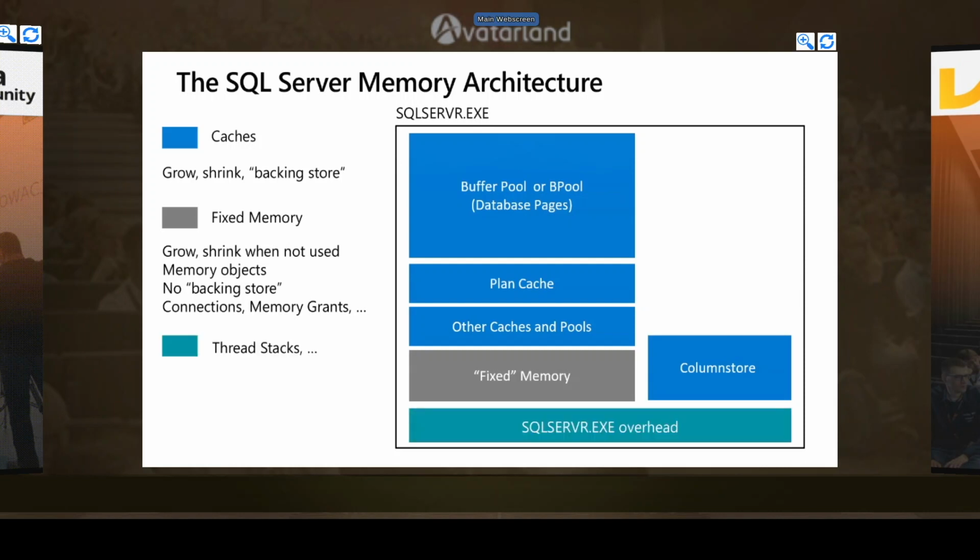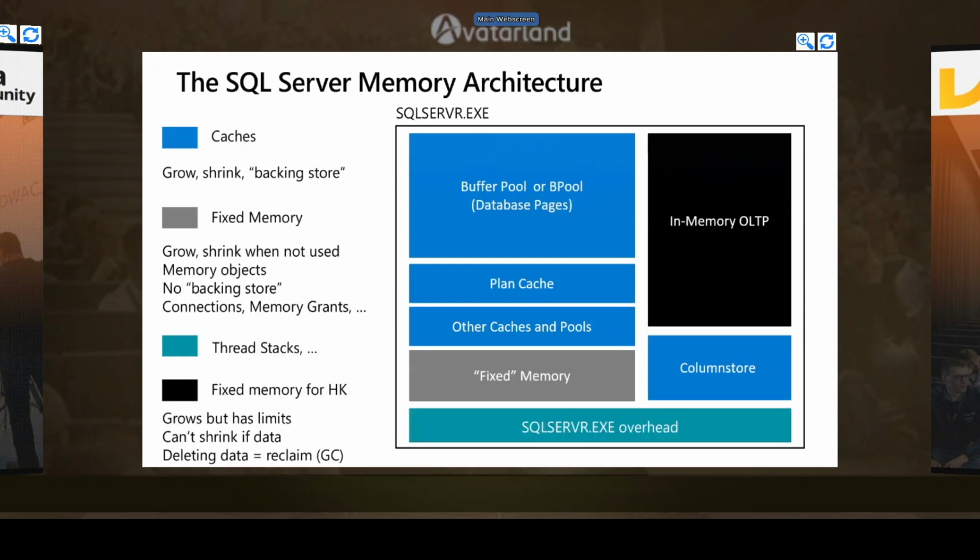Now, two other types of memory that are important to know is SQL Server overhead, things like thread stacks. So SQL Server is a Windows process, or even in Linux, a Windows process on Linux. So there's a small amount of overhead required to run the process of SQL that has nothing to do with SQL memory management. It's just part of being a process on Windows or Linux.